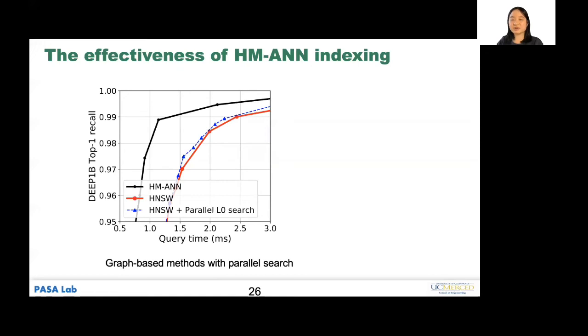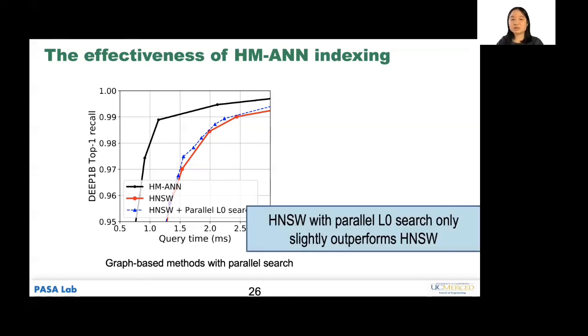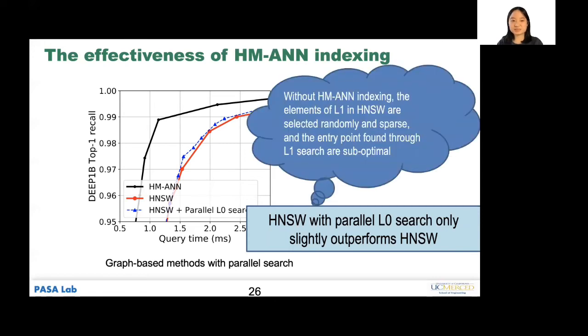HMAN promotes high-degree nodes from the bottom layer to upper layers. We evaluate HNSW with a parallel bottom layer search without bottom-up promotion. The blue line shows the result. This graph shows that HNSW with a parallel L0 search only slightly outperforms HNSW. The result indicates that without HMAN indexing, the elements of L1 in HNSW are selected randomly and sparsely, and the entry point found through L1 search is suboptimal.